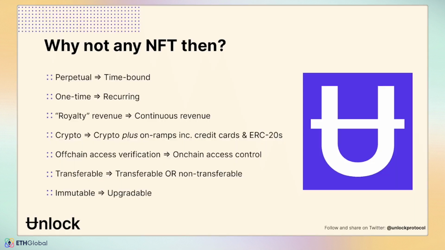For example, the number one limitation is that they're valid forever. They're perpetual. And when you create a membership of any kind, you actually probably want to have it time-bound. Think of your Netflix membership or your Amazon Prime membership. It is time-bound. It is valid for a month, and it renews for another month, and for another month, for as long as you pay, but it is not valid forever.